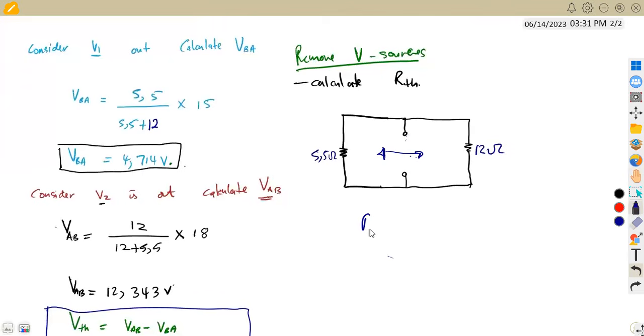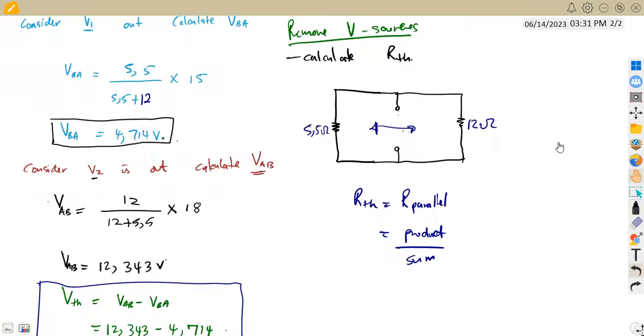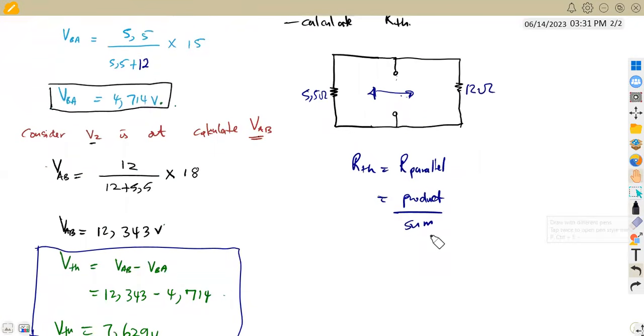So meaning to say our RTH is the R parallel of the circuit, whereby we know that R parallel is simply the product over the sum of the resistors. All right, so that is how we are going to calculate RTH. In this case, we are going to use the product of the two resistors over the sum of the two resistors. So that is RTH.